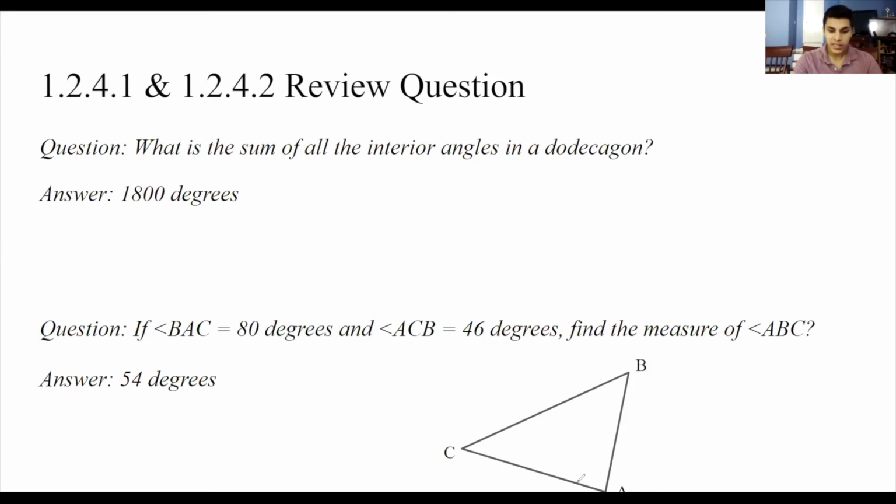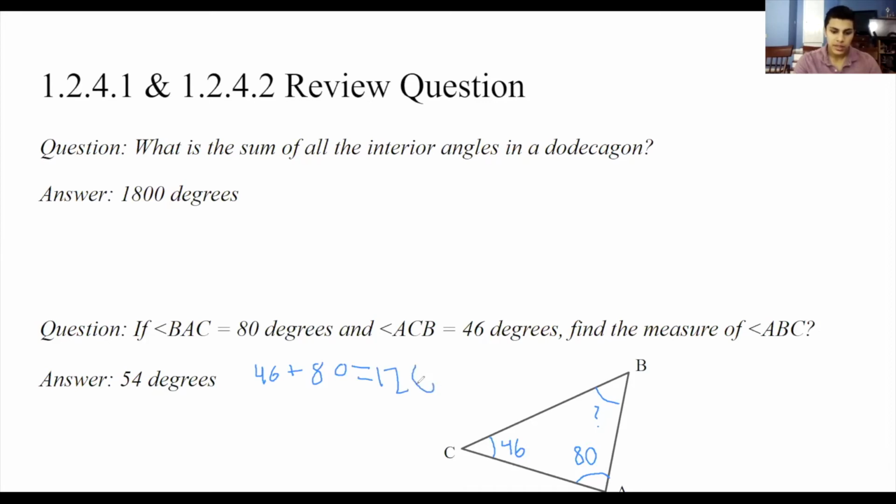So it says if BAC is 80 degrees, so you want to stop and label BAC as 80 degrees, and ACB is 46 degrees. So again, you want to stop and label ACB as 46 degrees. Then find the measure of angle ABC. So the way that we do this is we know two of these angles, and we need to find this third angle, which you should always label with a question mark to know which angle you're trying to find. And we know that they all add up to 180. So using a bit of simple math, we can figure out what 46 plus 80 is. So that's going to be equal to 126.